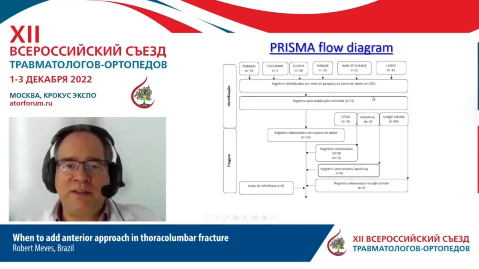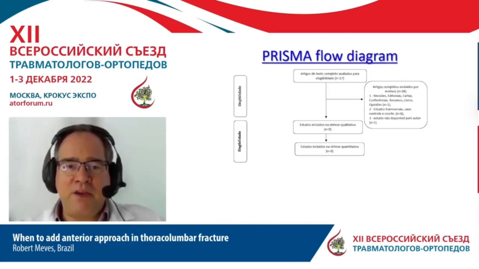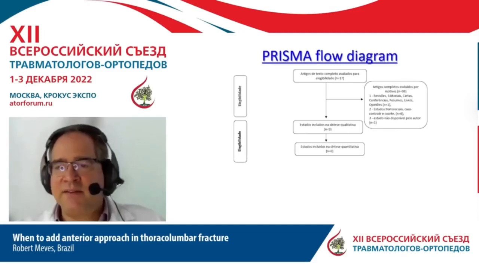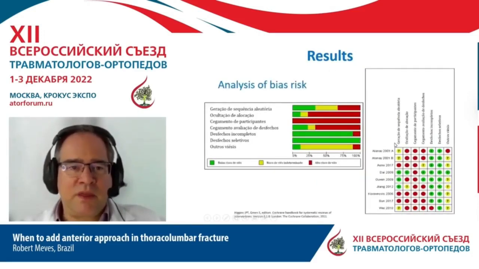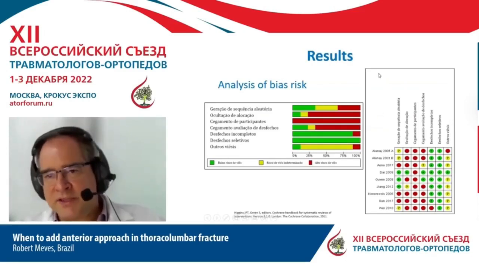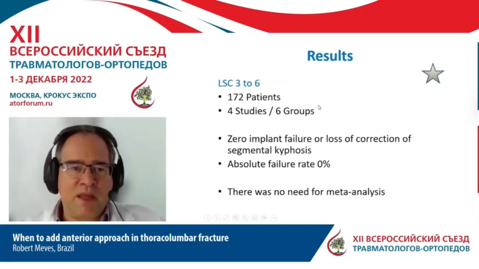We had 189 papers. According to our criteria, we selected 9 papers to answer this question. Papers from around the world. We can see in red some risk of bias in these papers. However, these 9 papers are the best papers to answer this question.